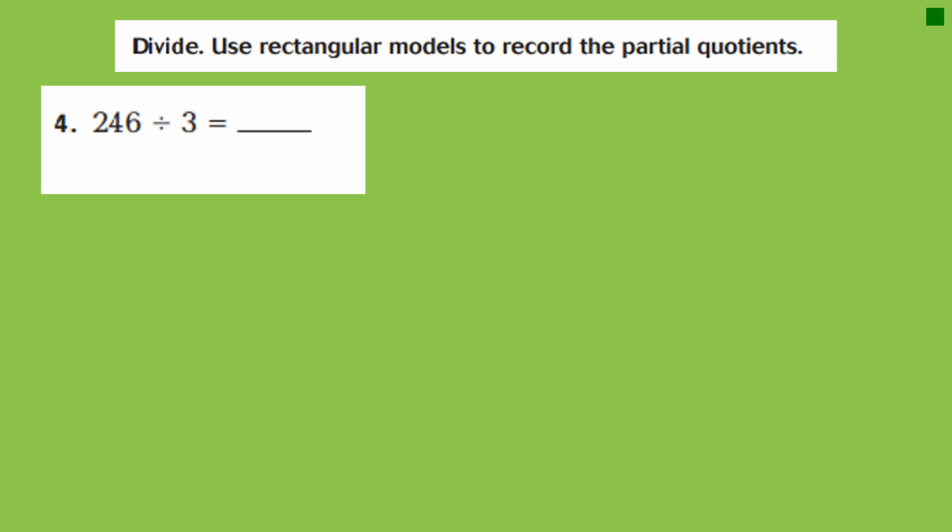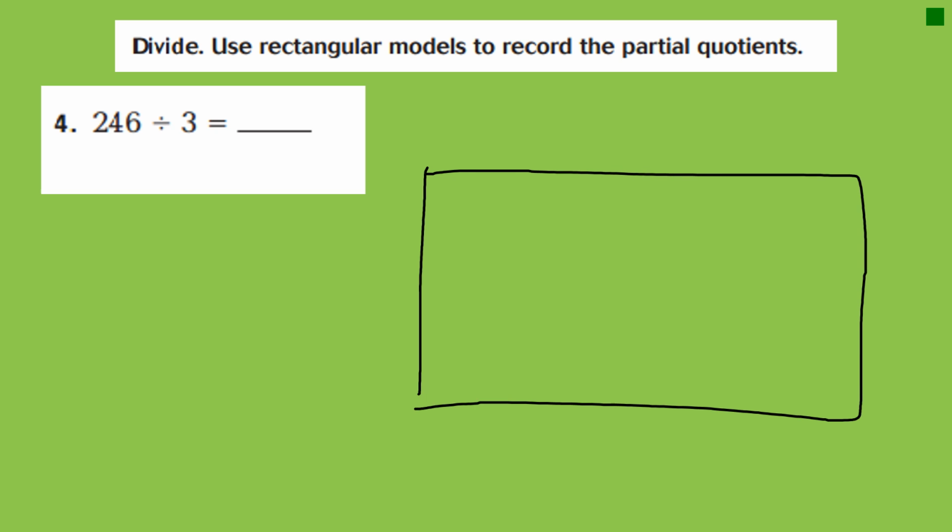Okay, now these directions are a little bit different. They're still partial quotients, but they want you to use rectangular models. And you've used rectangular models to multiply. So you really have to think about this backwards, right? Because multiplying means you have set after set after set of something. Division is sharing. So if we look at number 4, it says 246 divided by 3. We're going to make 3 sets of equal parts out of the 246 that we have. Okay, so we're dividing by 3 over there.